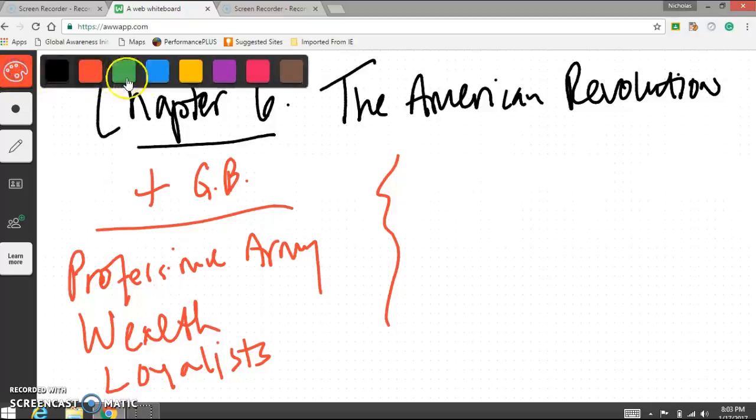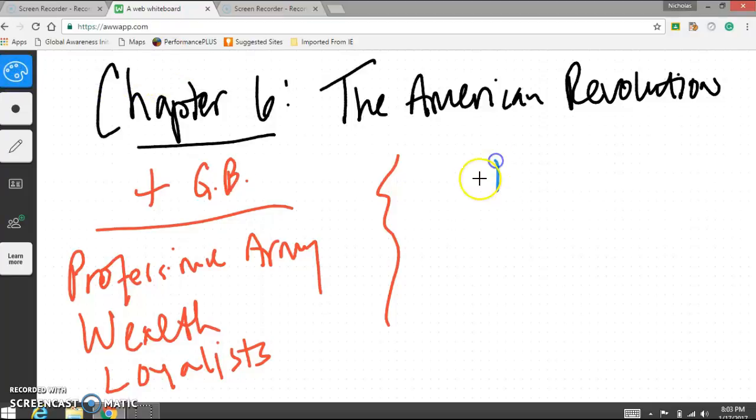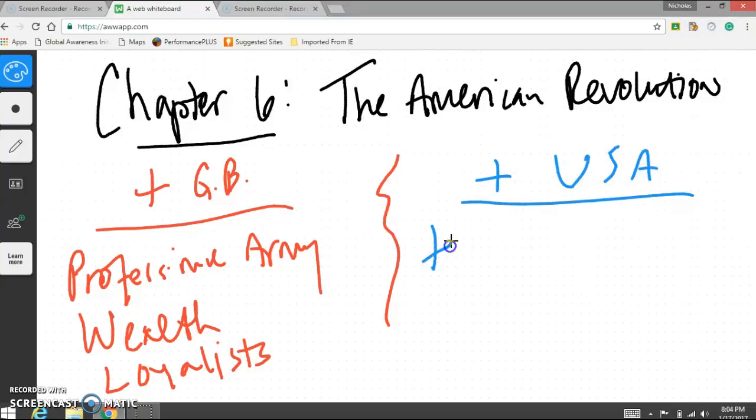The colonies, on the other hand, had the advantage of that home field advantage. And people say, "Oh, that's kind of overrated," but it really isn't. Especially when you have to consider that the British had to bring their entire military force over to North America. That took a lot of time and it took a lot of money.